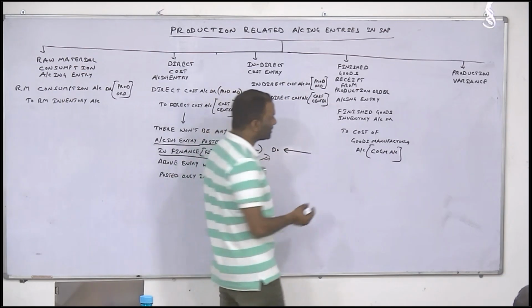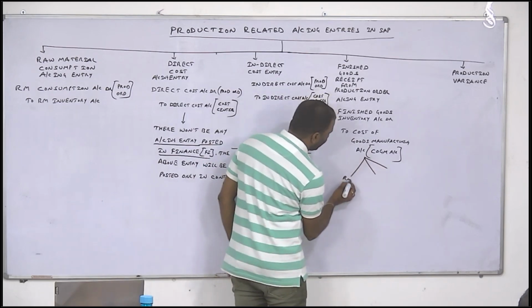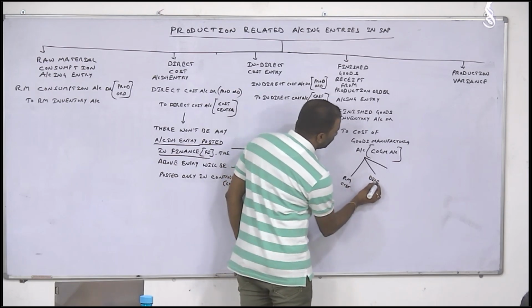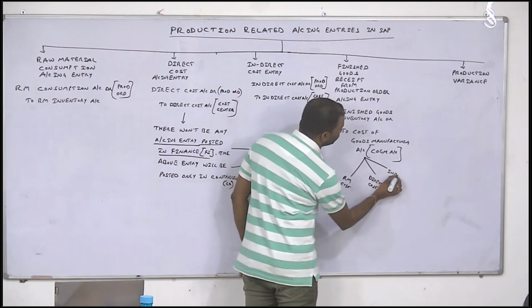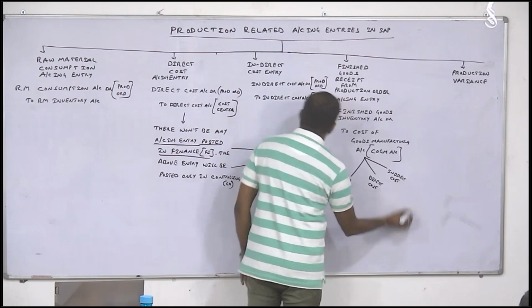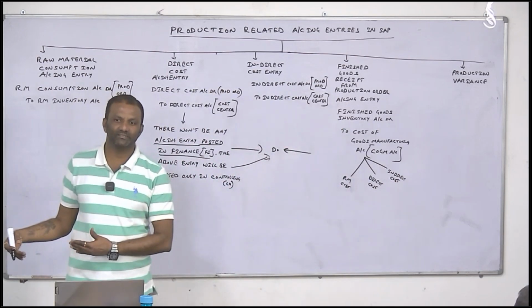So this cost of goods manufacturing contains raw material cost, direct and indirect cost. Why are you crediting? Because now you are receiving an asset.